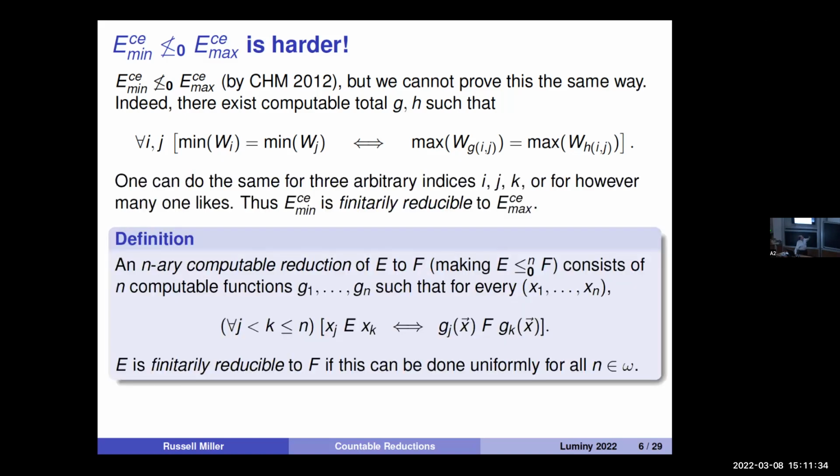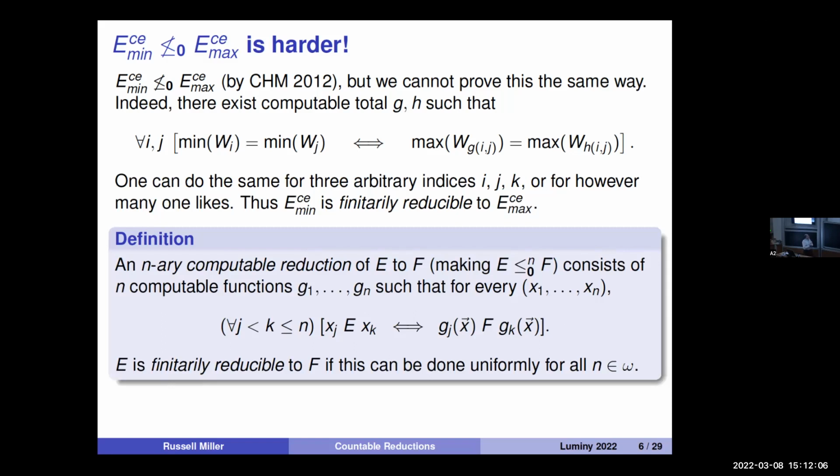Okay, it's fairly quick to work out what G of ij and H of ij should do. They should just watch what Wi and Wj enumerate and then enumerate things into their own sets accordingly. And in this direction, you can pull that off because the max relation somehow has more space to work with than the min relation. And in fact, there's nothing special about 2 here. You could do the same thing for 3 indices, any finite number you want.